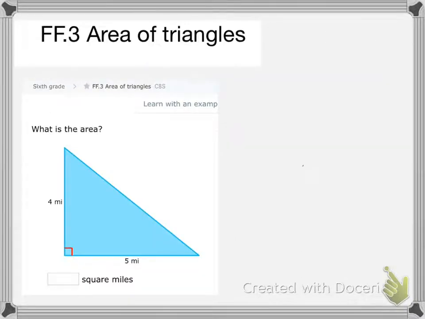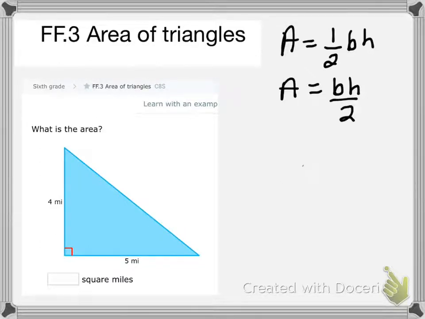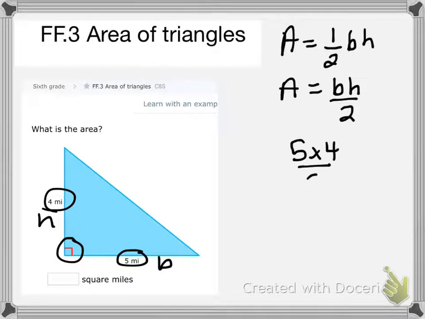All right, on to questions with the area of the triangle, FF3. So we want to know what the area is of this triangle. Reminder, to find the area, it's 1/2 times the base times the height, or base times height divided by 2. I'm going to use base times height divided by 2. Our base is 5 and the height is 4. Remember, the base and height have to be perpendicular. They need a 90-degree angle between them. So we have 5 times 4 divided by 2. So that's 20 divided by 2, which is 10. So the area is 10 square miles.